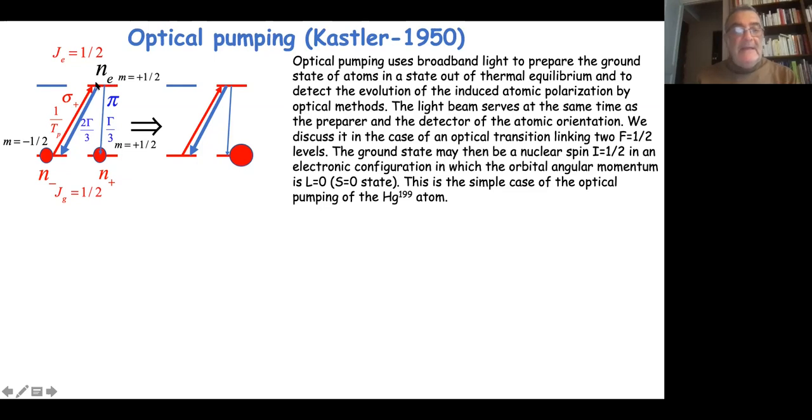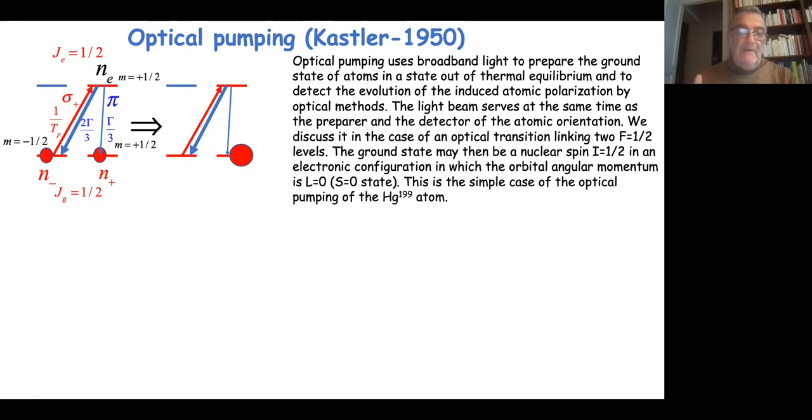Once the atom is in the excited state, it falls back by spontaneous emission 2/3 of the time towards the m = -1/2 state, and 1/3 of the time to the m = +1/2 state. So you see that after one cycle of absorption and spontaneous emission, 1/3 of the atoms are brought into the +1/2 level. And after a few cycles, all the atoms will end up in the +1/2 state. The system behaves as a kind of leaky pump, which pumps optically the atoms from the m = -1/2 to the m = +1/2 state.